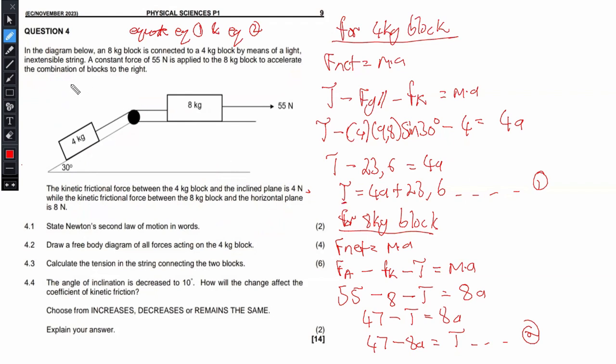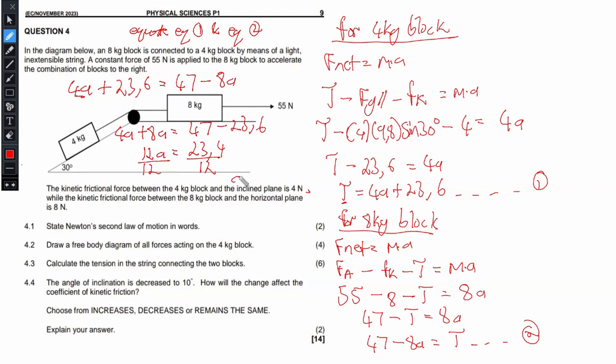So in that case, I have 4a plus 23.6 is equal to 47 minus 8a. Now you know your maths. Everything with the variable a will be on the left-hand side. So that's 4a plus 8a. And then here we'll have 47 minus 23.6, right? Now the 4 plus 8 will give us 12a. And then when we subtract here, we have 23.4, which if we divide both sides by 12, so that we have a, our a will be equal to 1.95 meters per second square.